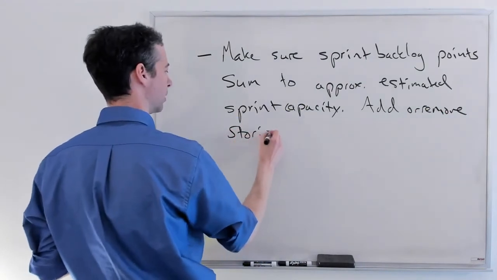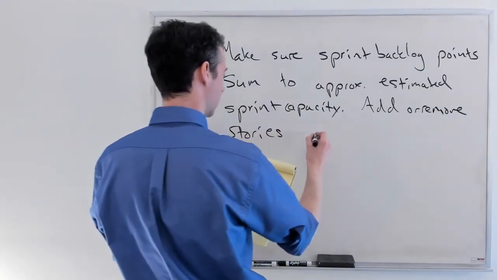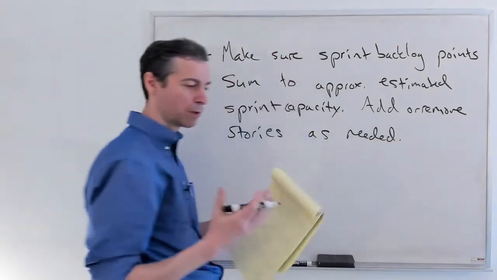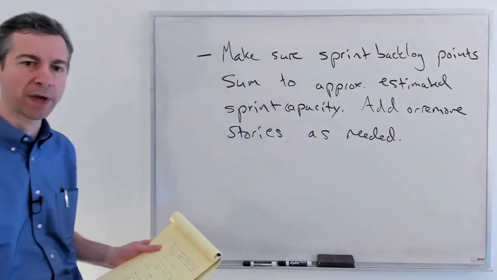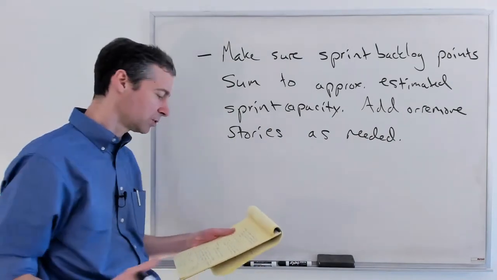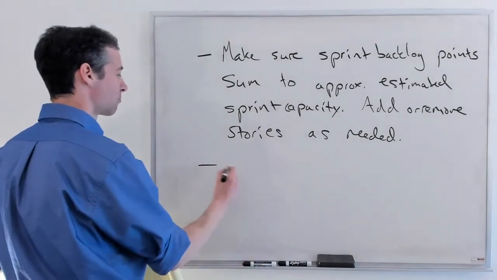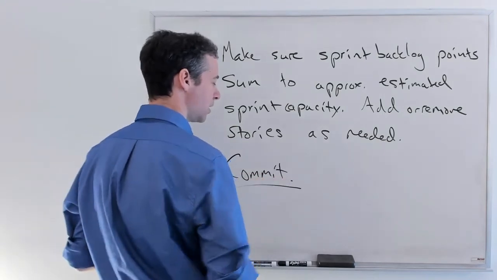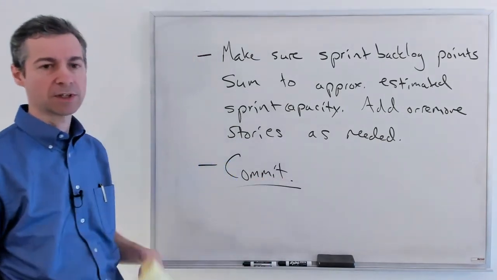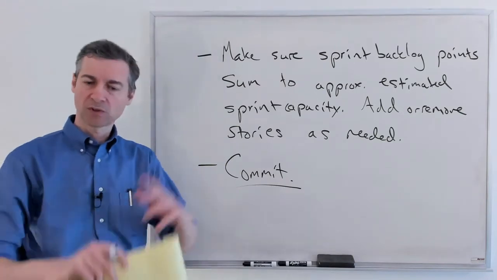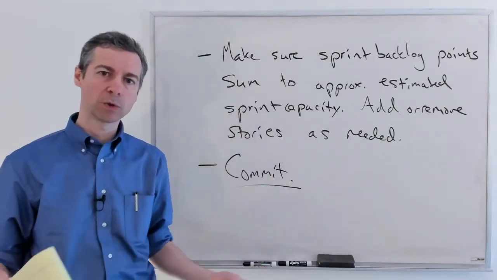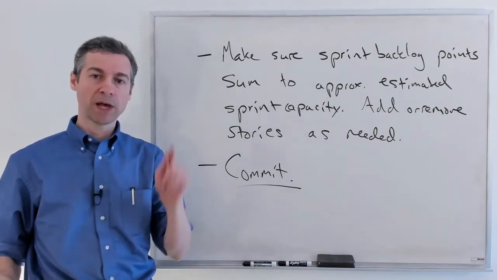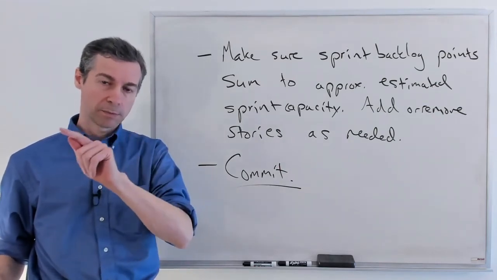From the sprint backlog as needed. Okay, so that you actually get the right amount of points in your sprint backlog that you should be able to do. And then at that stage, the team makes a commitment and says, yep, we've done all this planning, we've done all this work. We commit to those stories in our sprint backlog to be done by the end of the sprint.